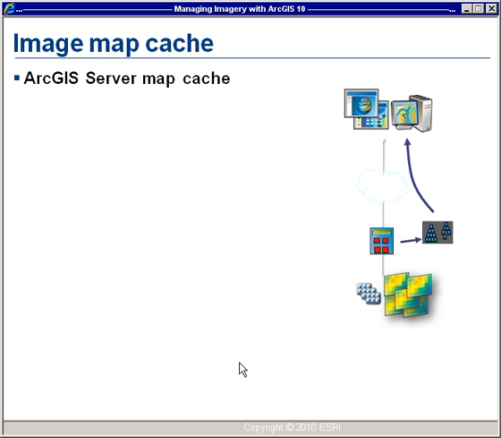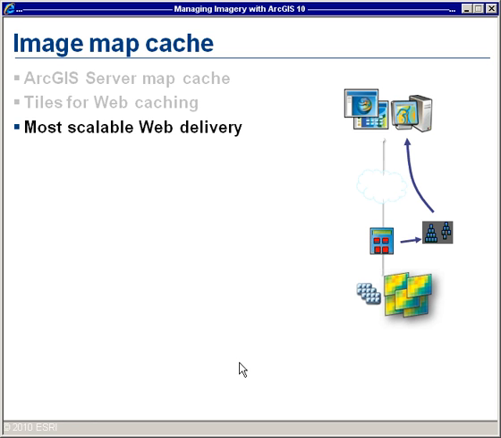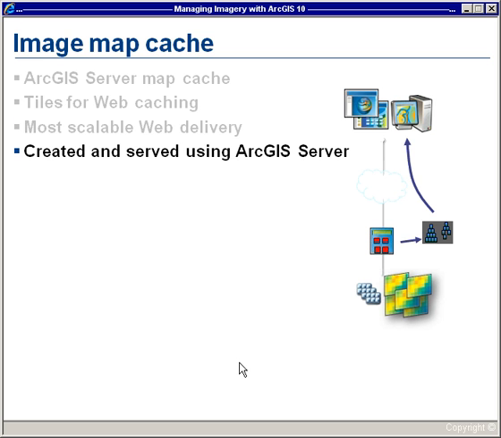Another way to make your imagery available is to add it to a map document and cache it. A map cache creates tiles at various scales, and these are optimized for web delivery. You can create and serve the map cache using ArcGIS Server. And one example of a cached map service is the many services available in ArcGIS Online.